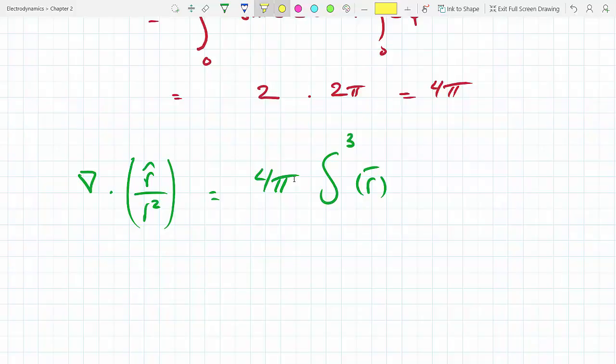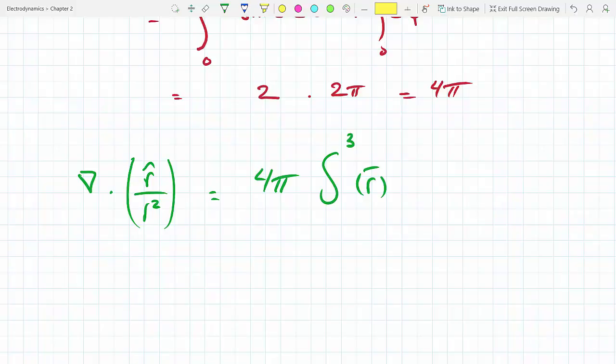Okay, wait. So I understand that with the delta function, but then when it's not at the origin, it's 0. It's 0 everywhere if you're not at the origin, except when you're at the origin. It integrates, it comes out to 4 pi. But then wouldn't the actual function have non-zero values when it's not at the origin?